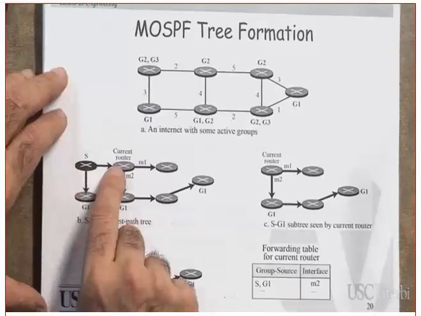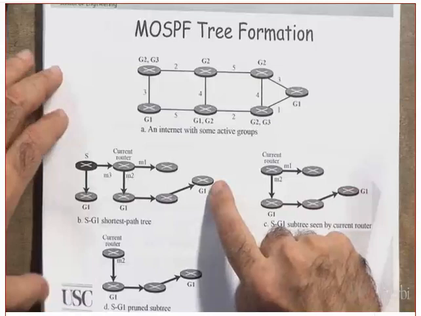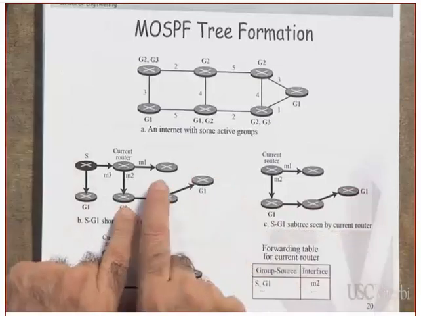But let's assume this one was 1, 1, 1. Then you would go this way. Are you following me or not? Because the criterion is to find the shortest distance to every other router in the network. Clear? Clear?